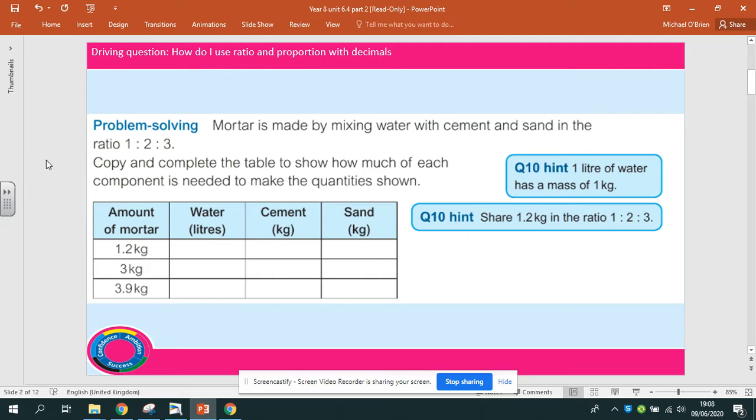So for this question, please, what I would like you to do now is pause the lesson, write down that table. Then we're going to go through and work out our answers for the table. So after you've written down the table, restart the lesson and we'll look at what we need to do next.